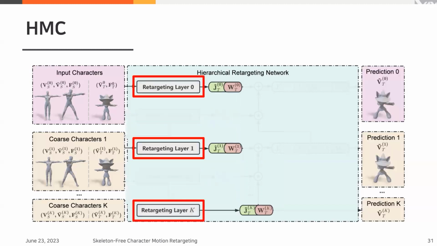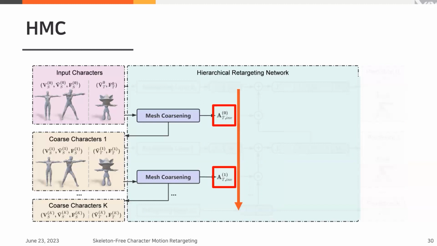But A0 is the original mesh, right? It's not coarsened yet. A0, yes. But you have this mesh coarsening box. So is the A0 output of the mesh coarsening? I guess A0 should be the original one, and then from A1 is the coarsened mesh.